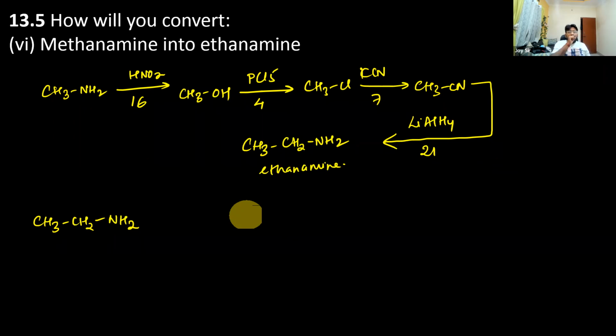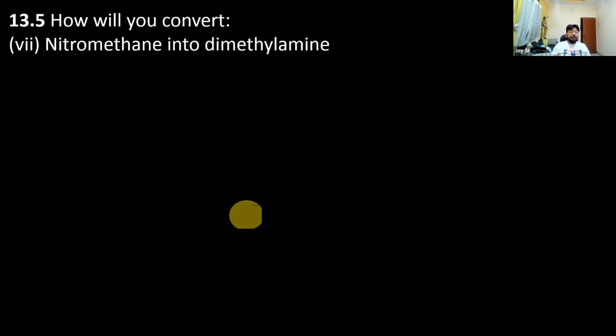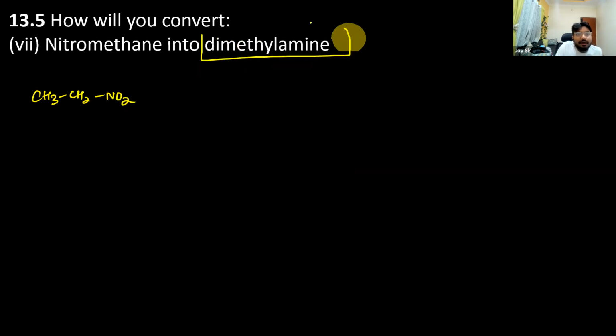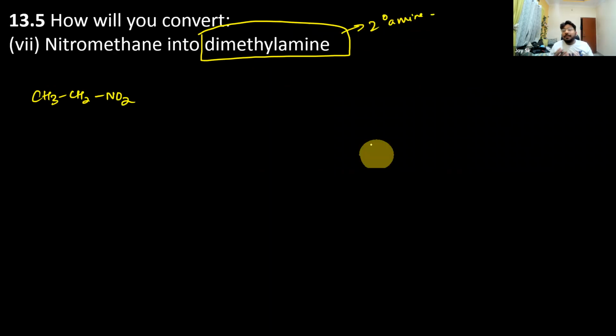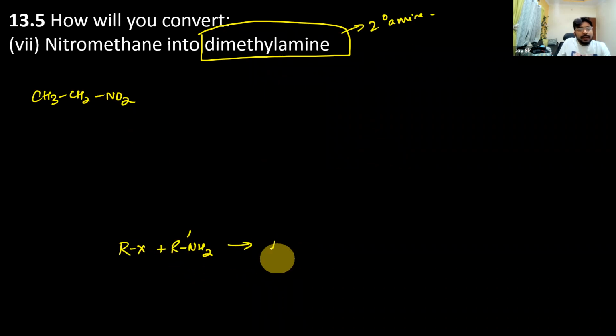Next. Nitroethane, CH3CH2 and a nitro group. Okay. Nitroethane to dimethylamine. See, dimethylamine is a 2 degree amine. Okay. If you want to increase the degree of amine, the best technique is RX plus RNH2 will give you RNHR'. This is the product that you will get. Okay, so it's a 2 degree amine.